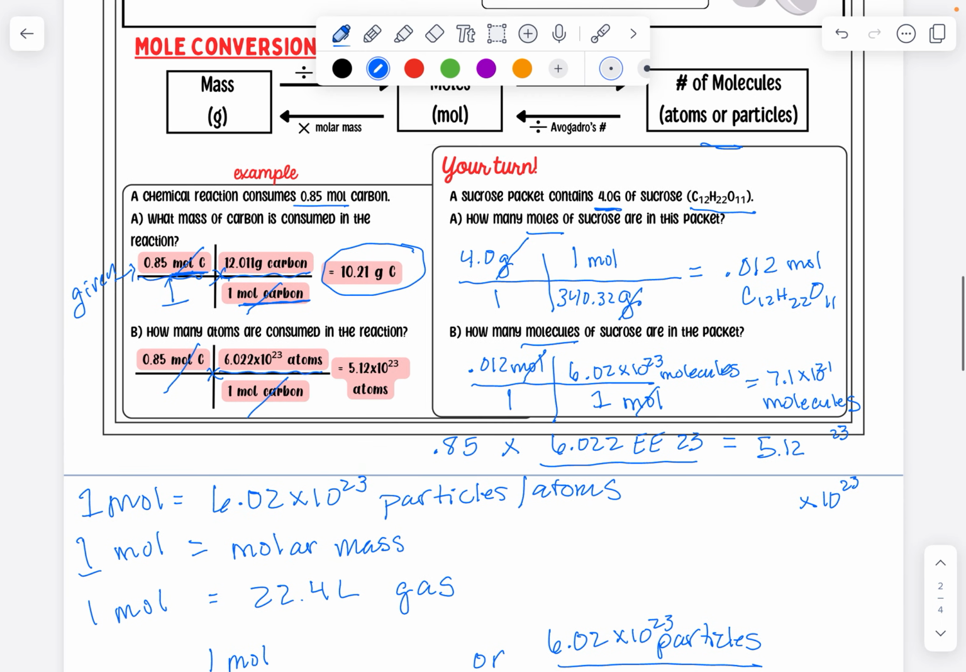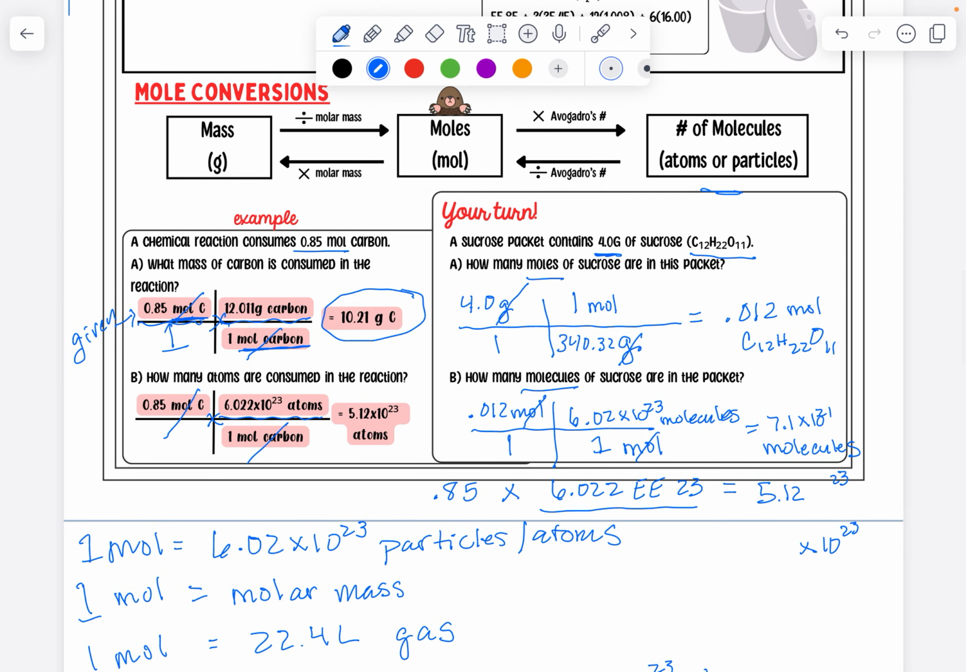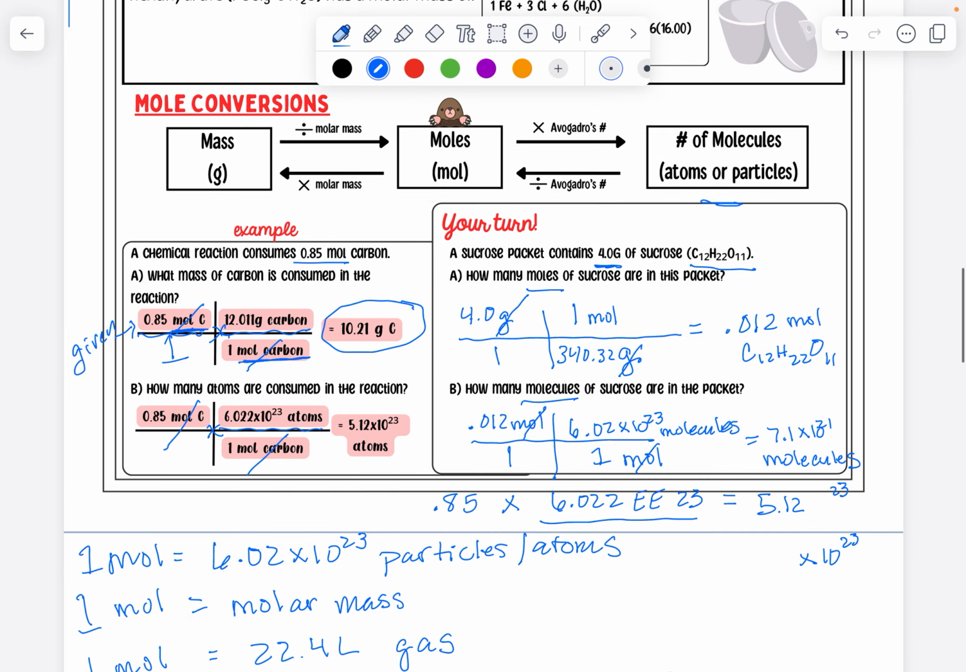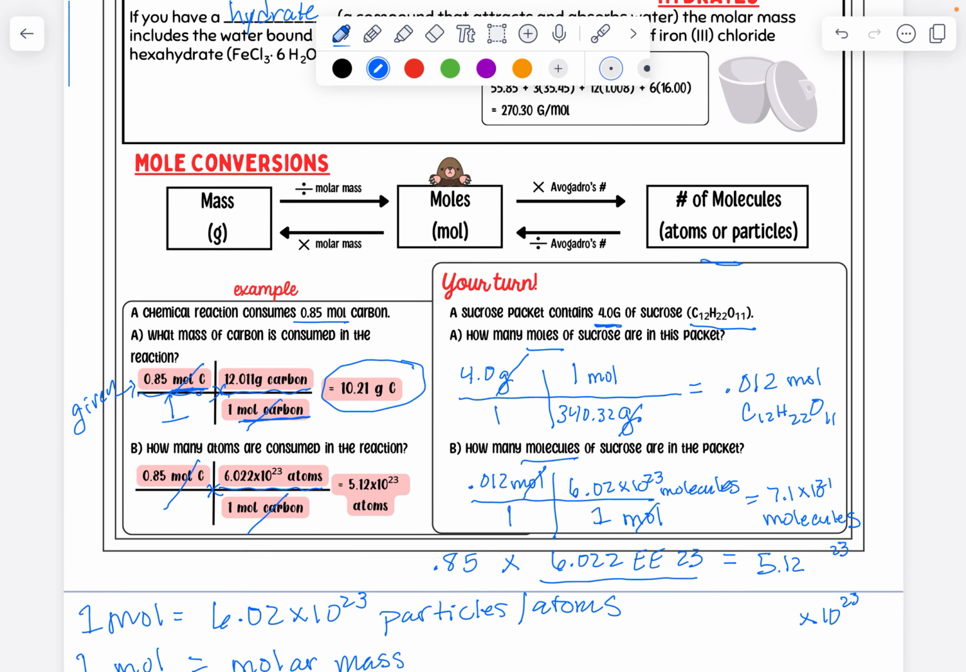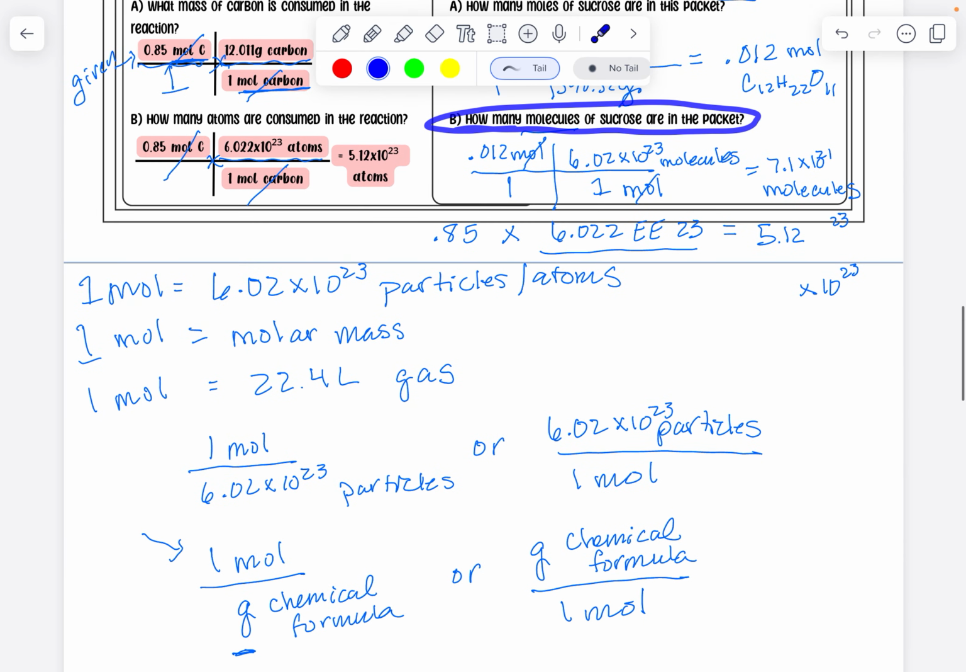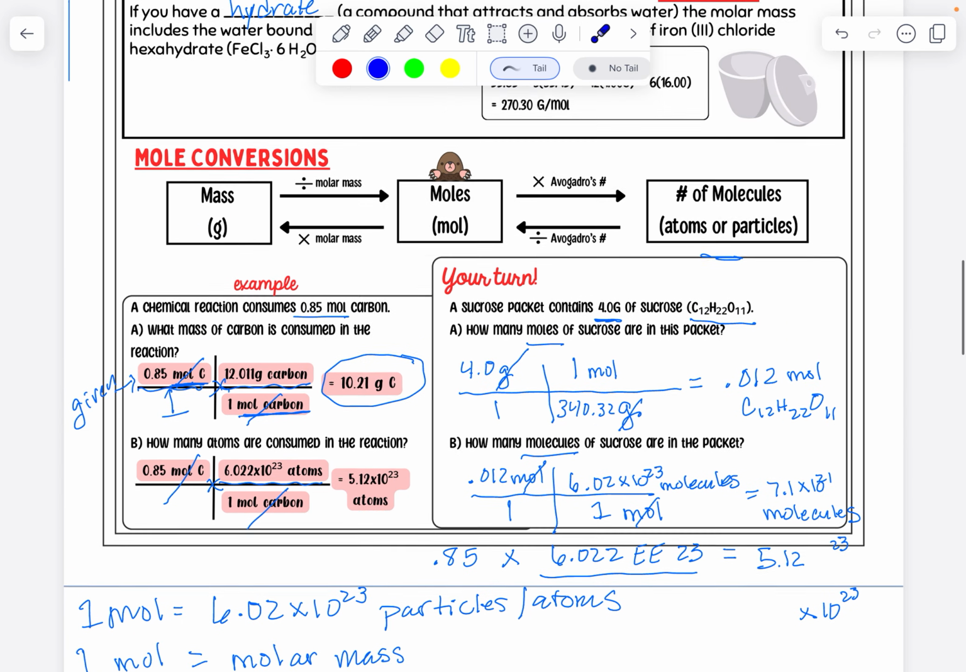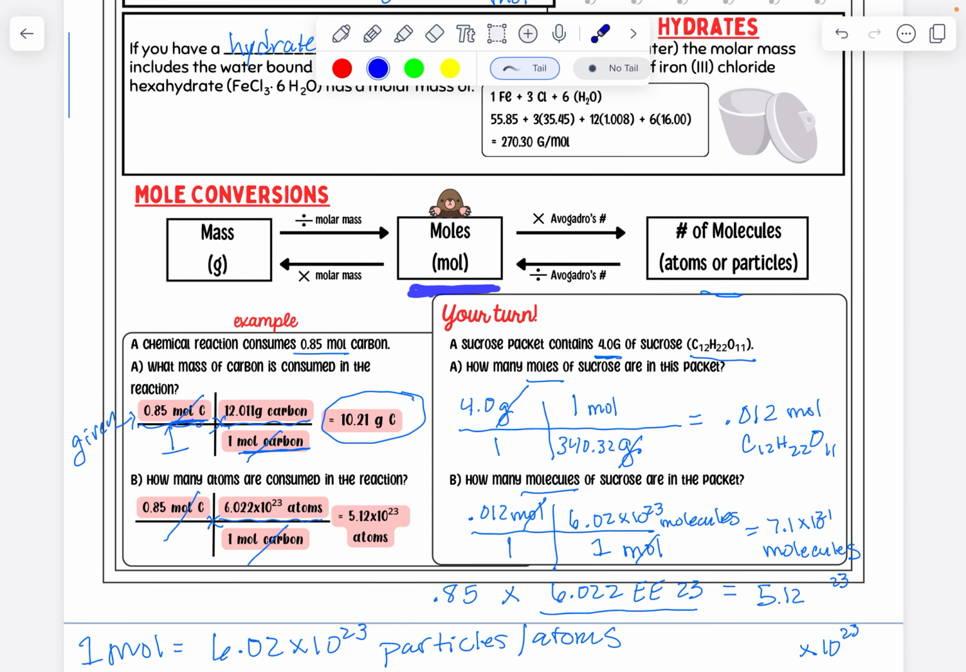Now, a lot of times you're going to go straight from grams to molecules. So it's not going to tell you to go from grams to moles and then moles to molecules. It's going to just say how many grams make this many particles. So I'm going to go ahead and do that for you just so you can see how to do a whole length of this. I'm going to use the same numbers up here. I'm going to start with 4 grams of sucrose, and I'm going to go straight to how many molecules there are. So again, if you have to go from grams to molecules, you have to go through the mole first.